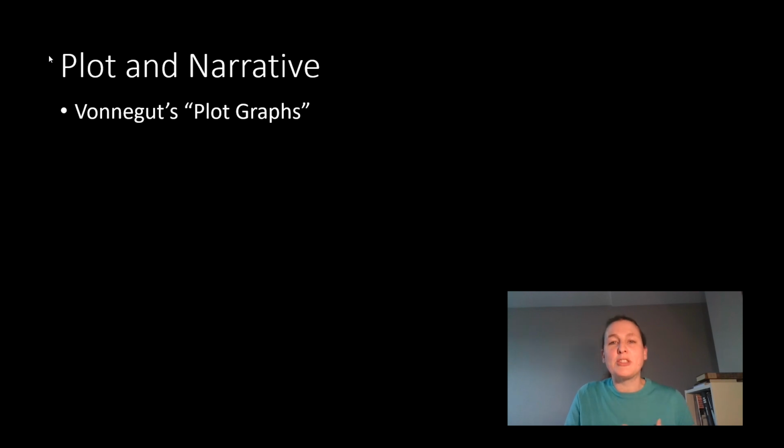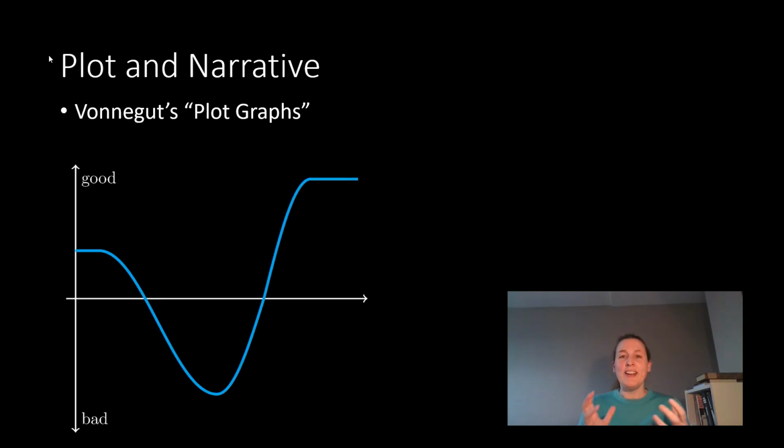It isn't really very mathematical, but it's fun to see. So, for example, here is a story. It's called Man in a Hole. And so we can see this story on the axis: the x-axis is time, so we're moving along through the narrative. And then on the y-axis, going up is good things happening and going down is bad things happening.